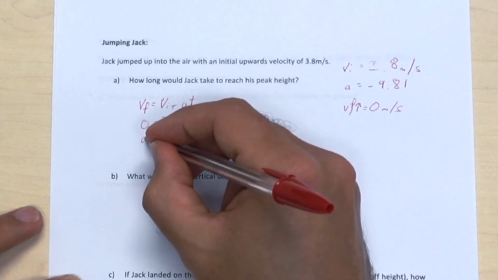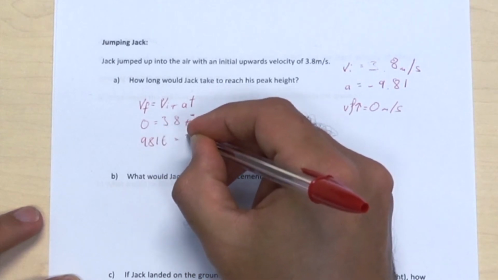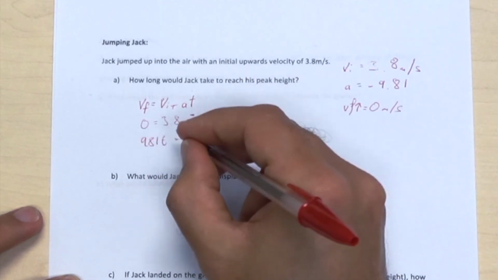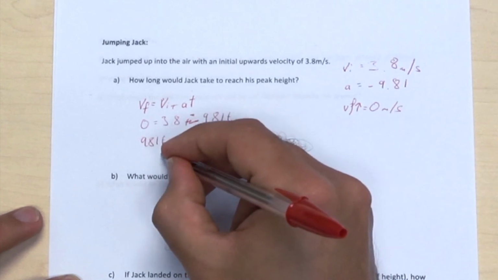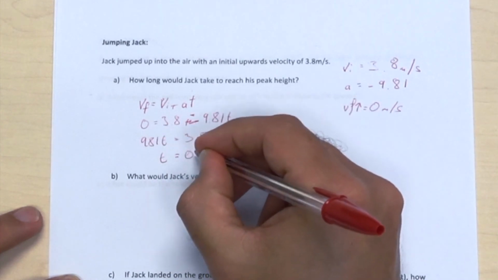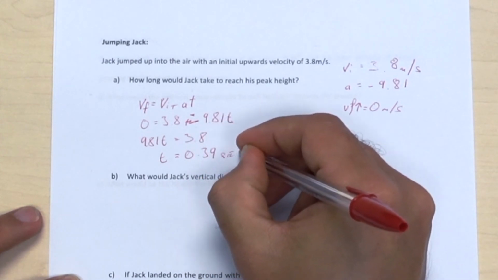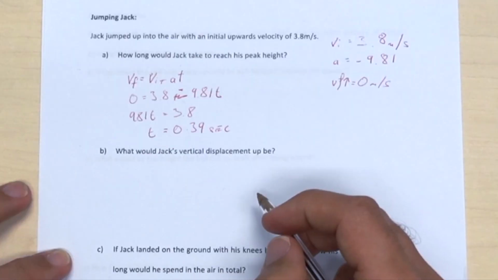Now this just turns into a negative if it's add negative, and so we're going to add 9.81 to each side, and then we divide both sides by 9.81 to leave t by itself, and so we end up with 0.39 seconds. So that's the time that it would take Jack to reach his peak vertical height.